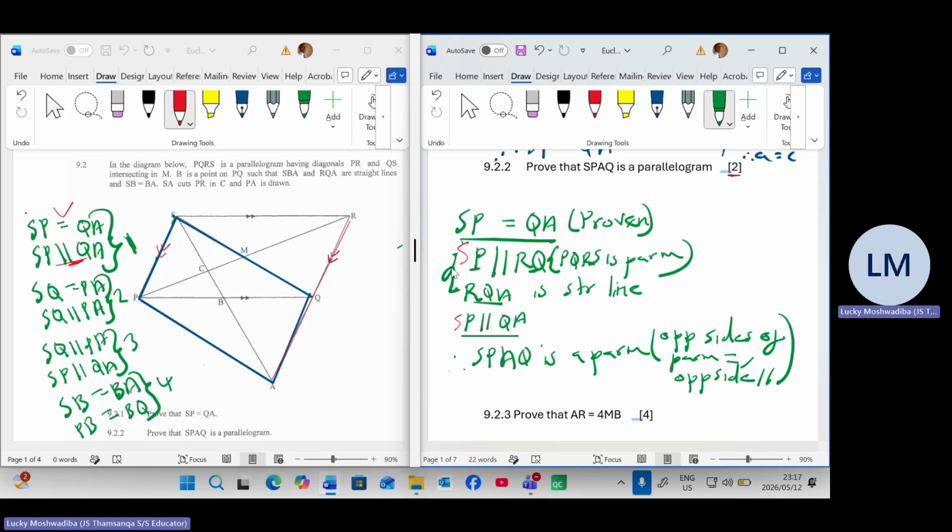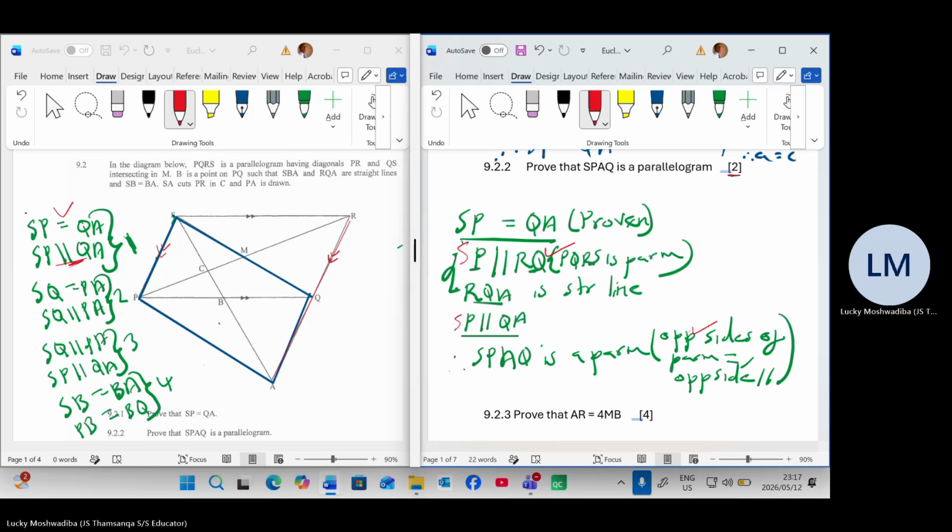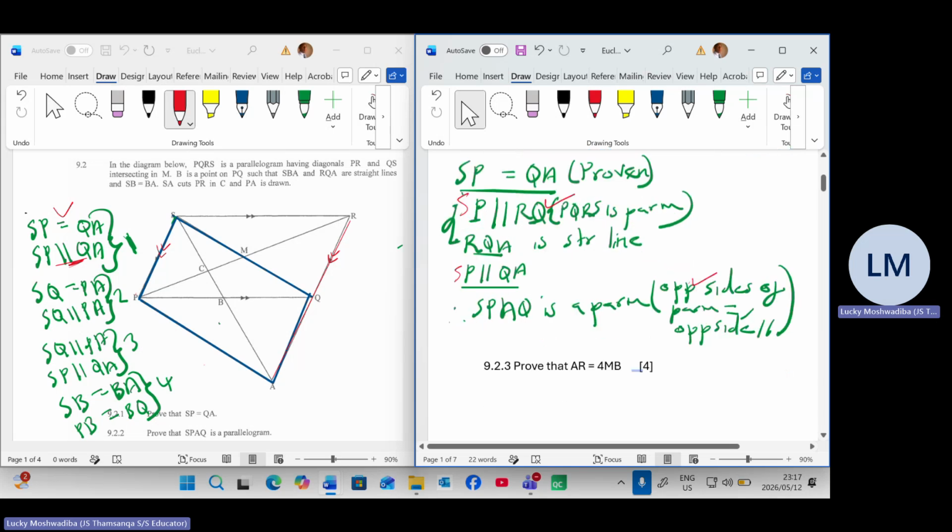Now we have proved that SPAQ is a parallelogram for 2 marks. How would I allocate these marks? I would give 1 mark for both statement and the reason, and the final mark for reason. Concluding that why are you concluding that SPAQ is a parallelogram? The reason that you will provide there, I will also award a mark for it, right? Hopefully we are on the same page.